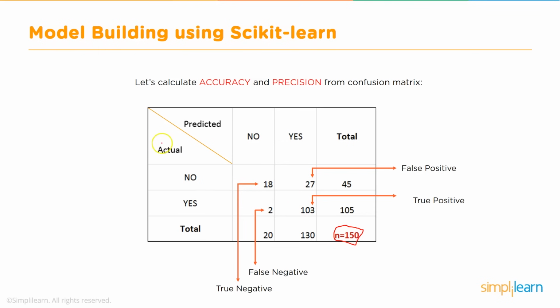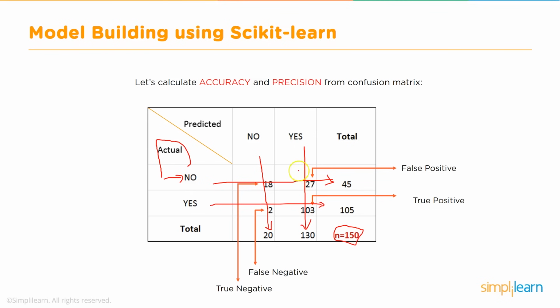Now the next thing is, let's take a look at the actual values. This view is the actual view. In the actual data we have labels yes and no. As per the actual data, there are 45 observations tagged as no, and similarly there are 105 observations labeled as yes. I know for the first time when you're seeing this it may be a little confusing, but just stay with me. This side tells us the predicted part. Our model has predicted a total of 20 of them as no, and it has predicted 130 of them as yes. I hope this part is clear.